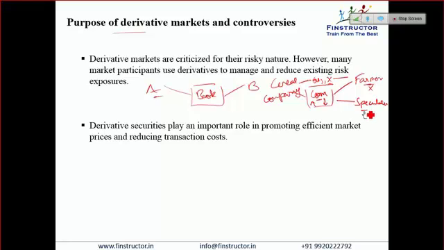So these kind of participants are not really reducing their risk exposure. They are in the market to profit or to speculate on the prices. And because of a lot of activity like this, sometimes derivative markets are criticized for their risky nature, because if the price of corn actually goes up, then the speculator may have a big loss, etc. But on the whole, we can say that derivative securities are important. They keep the market efficient and they reduce transaction costs, because they definitely serve an important purpose of managing and reducing risk exposures, as we just saw the example of.